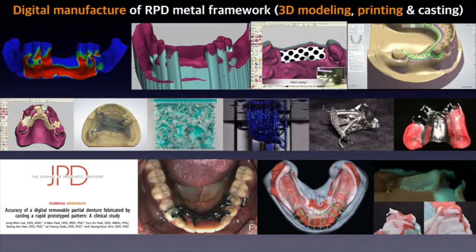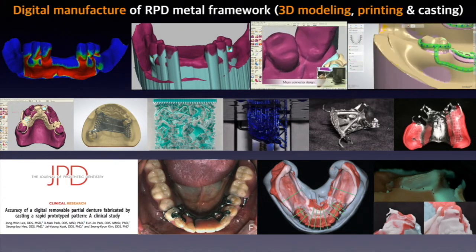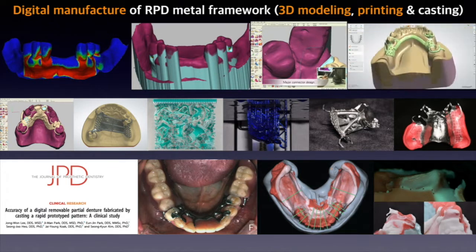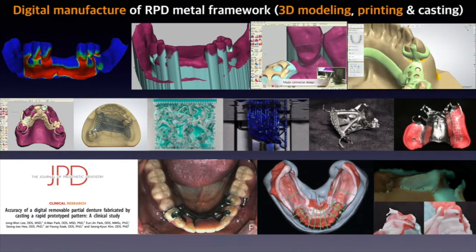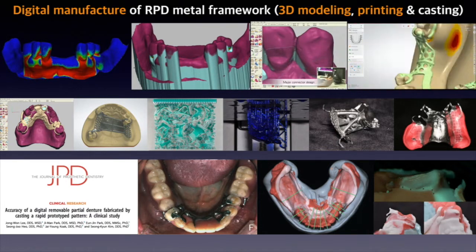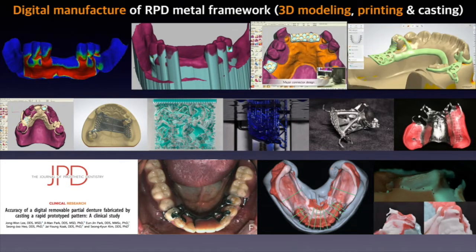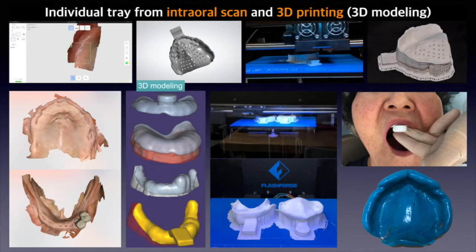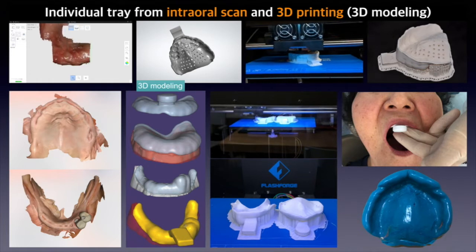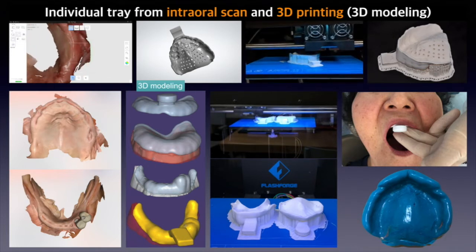Let's get into the more complicated cases. Of course, we can even cast an RPD metal framework if you have a 3D printed metal framework design. Even though the final outcome was too big, my research reveals that it's clinically acceptable. Let's apply the digital method to the complete denture. It can assist the conventional way by fabricating the components of the traditional method, such as the individual tray.